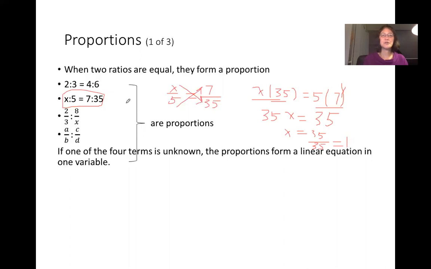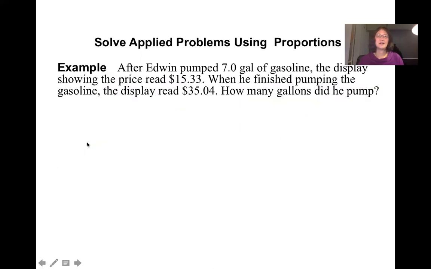So in proportion problem, if you have one unknown, you can solve it. Okay. Next, let's solve this one here. This one we cannot solve because it is not an equation. You do not have the equal sign. It is just an example of proportion. Okay, same as here. So this is an example using proportions.